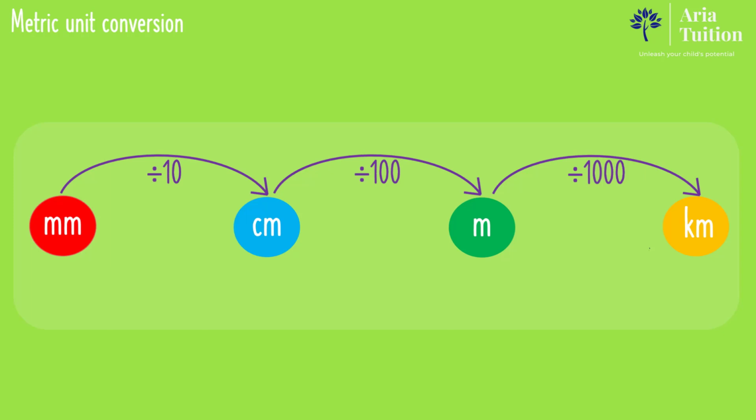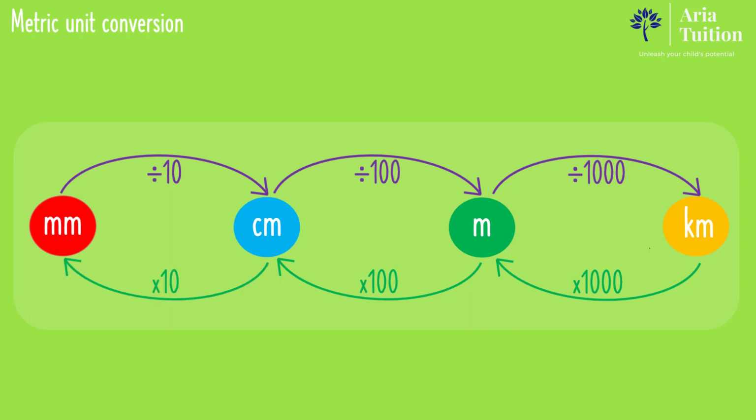To get from kilometers to meters, we multiply by 1,000. To get from meters to centimeters, we multiply by 100. And to get from centimeters to millimeters, we multiply by 10.